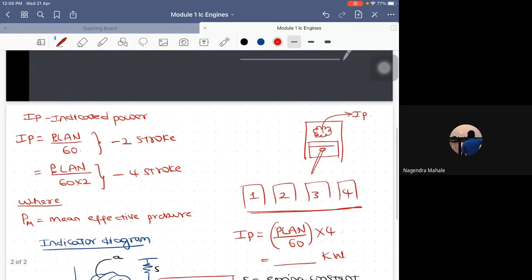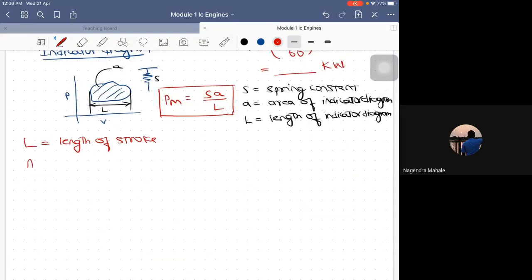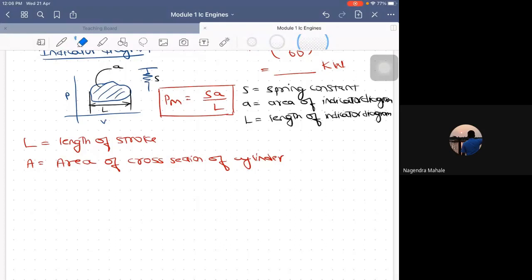Next you have A. What is A? It is the area of cross section of the cylinder. How would you understand this? There will be a cylinder, there will be a piston. Generally, this would be circular. Suppose this is the diameter. How would you calculate the area of the cylinder?